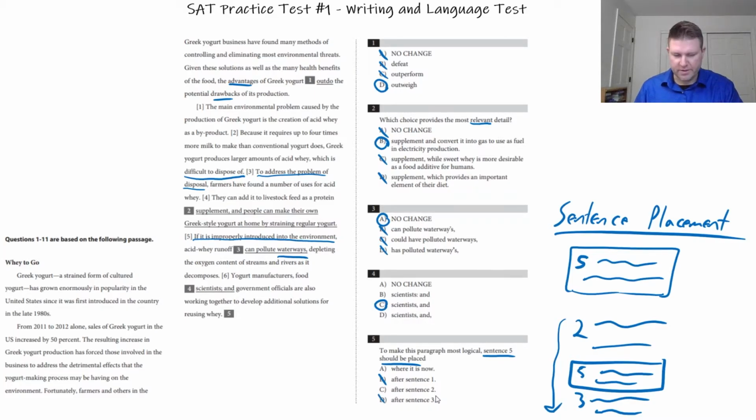We could chop sentence 3, and then we'll also look at where it is now just to make sure it doesn't belong there, right? So notice how back up in sentence 3, they've already said to address the problem of disposal. And then if you leave it here, they sort of go off topic. They can add it to livestock feed as a protein, blah, blah, blah. And then they come back to talking about it if it's improperly introduced into the environment. It doesn't work as well as having this just go after sentence 2.